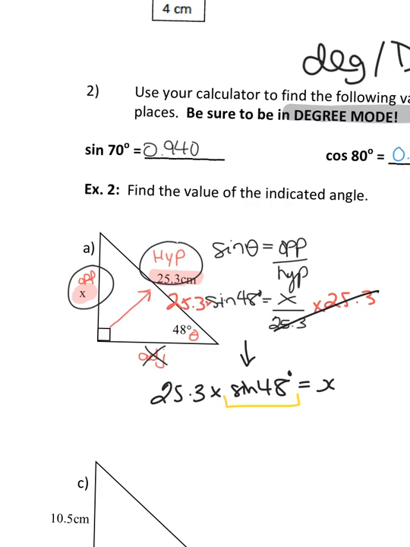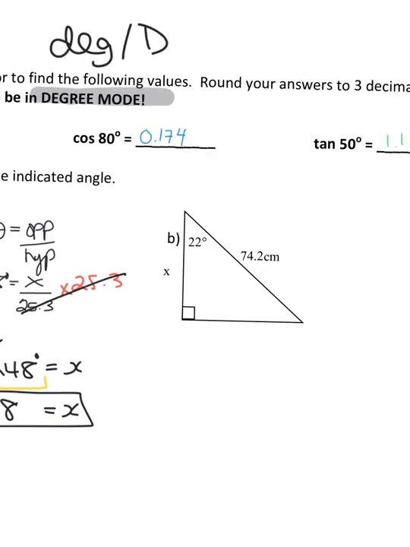48 sine, we get a decimal. Leave the decimal right on the screen. Let the calculator do all the work here. Don't write down this decimal. Multiply right on the calculator times 25.3, and we're going to get 18.8. And that is the length of that missing side. Okay, let's come over here and try another question.